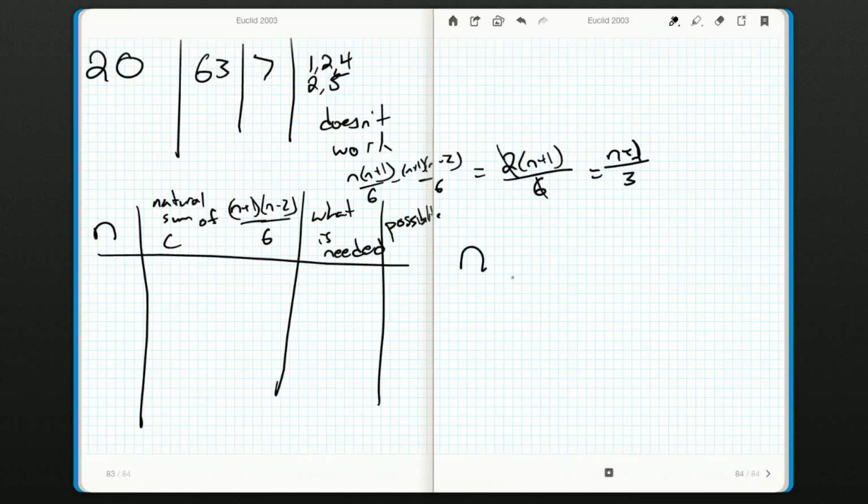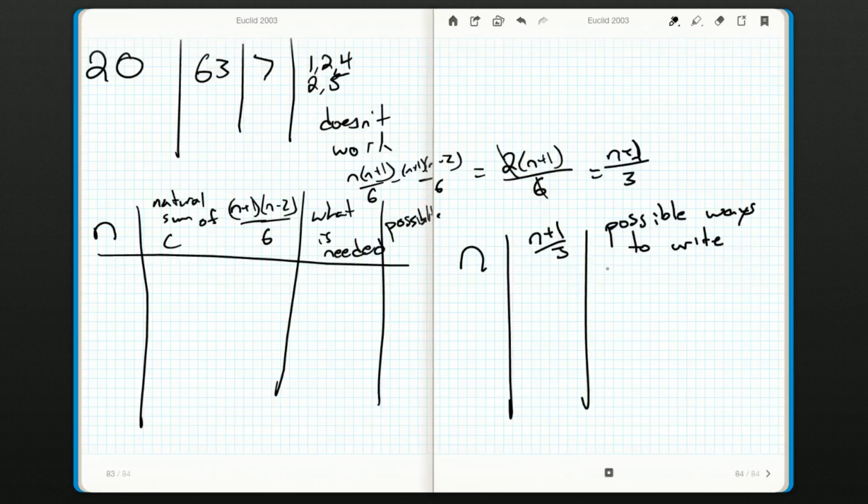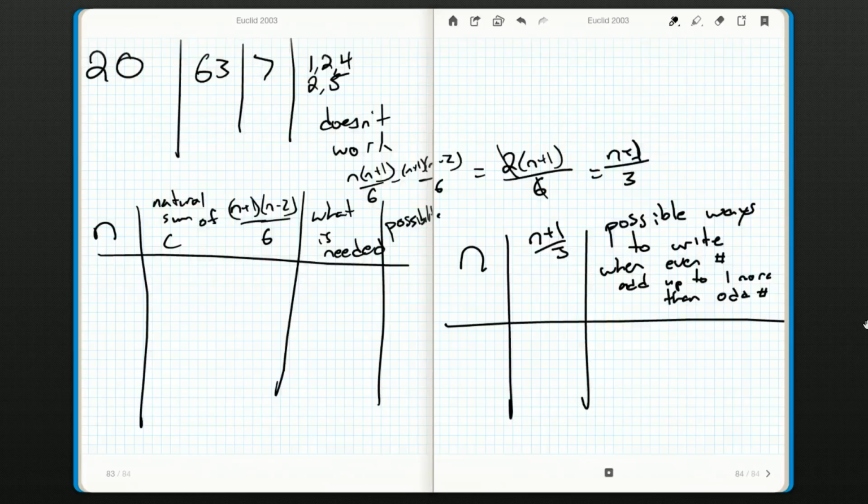So actually, we could probably just make n plus 1, and the possible ways to express it where the even numbers add up to one more than odd numbers. Okay? And if there are no ways to do it, then this thing fails. So 20, we needed 7, and we could do 1, 2, and 4, but that doesn't work. Or we could do 2 and 5, that also doesn't work.